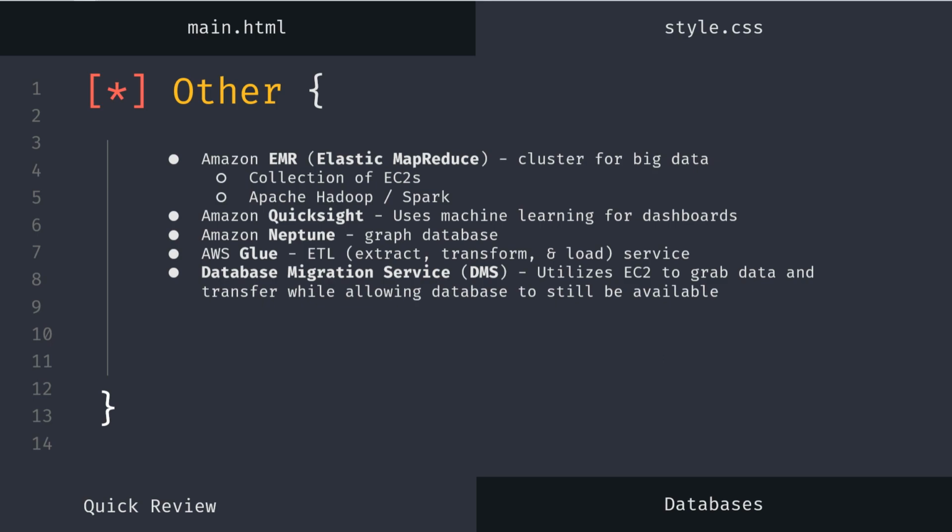AWS Glue is an ETL service, meaning extract, transform, and load. You want to think of that like taking data from a bucket or a relational database, doing some magic, and putting it into something like Redshift. And last but not least, you have Database Migration Service, or DMS, which utilizes an EC2 to grab data and transfer it, while allowing that database to still be available. Really powerful.